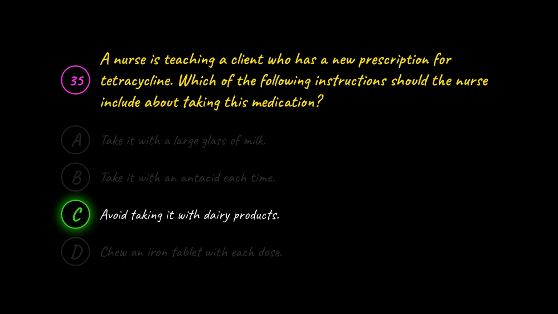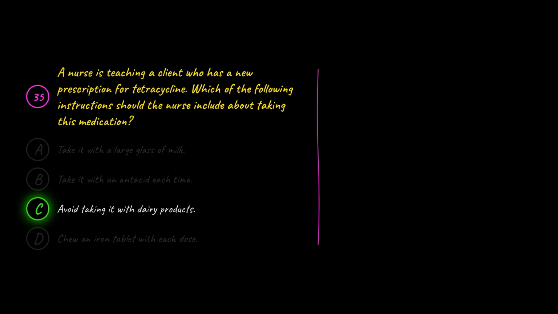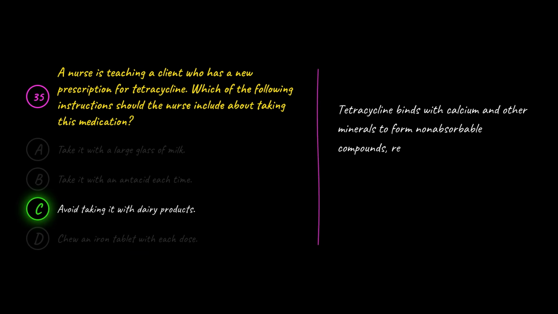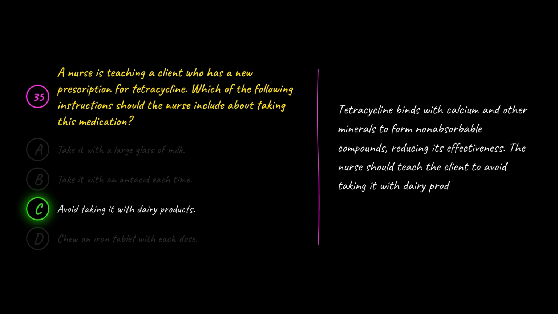The correct answer is C. Avoid taking it with dairy products. C is correct because tetracycline binds with calcium and other minerals to form non-absorbable compounds, reducing its effectiveness. The nurse should teach the client to avoid taking it with dairy products, antacids, and iron, separating them by adequate time.